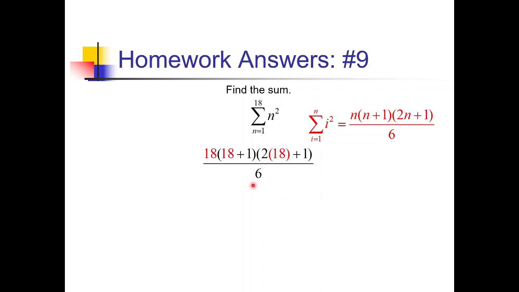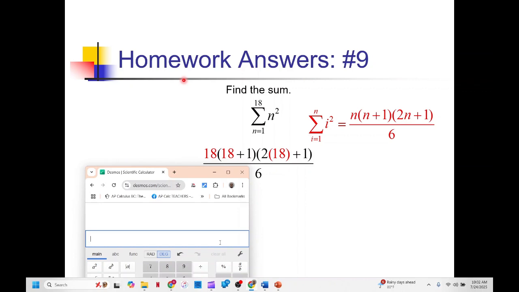And I can run that on Desmos. So let's do a fraction, and up here we've got 18, 18 plus 1, and then 2 times 18, close that parenthesis, plus 1, close that parenthesis, all divided by 6, comes out to 2,109.